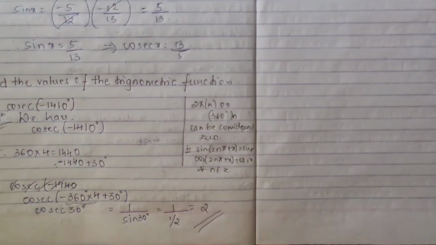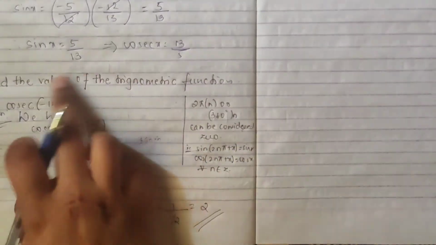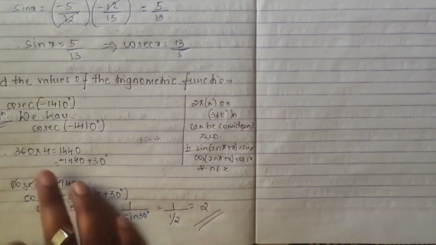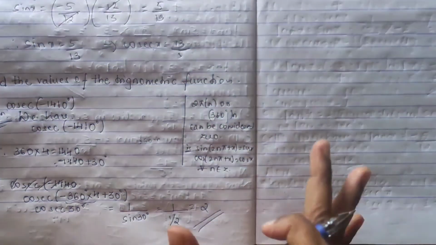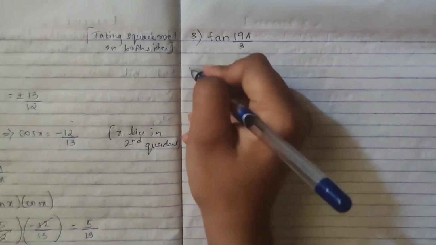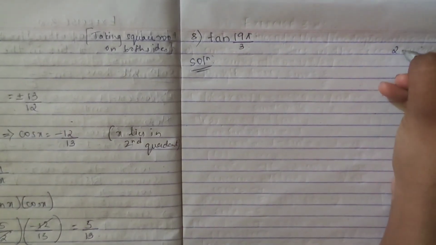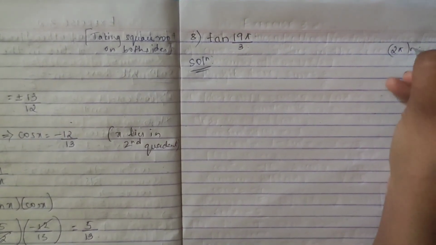So the answer is, to understand how you have to do, you have to just break the large degrees into multiples of 360 plus adding it. Okay. So now you have one more problem, tan 19 pi by 3. This is also the same way. You have to make it a multiple of 2 pi n.